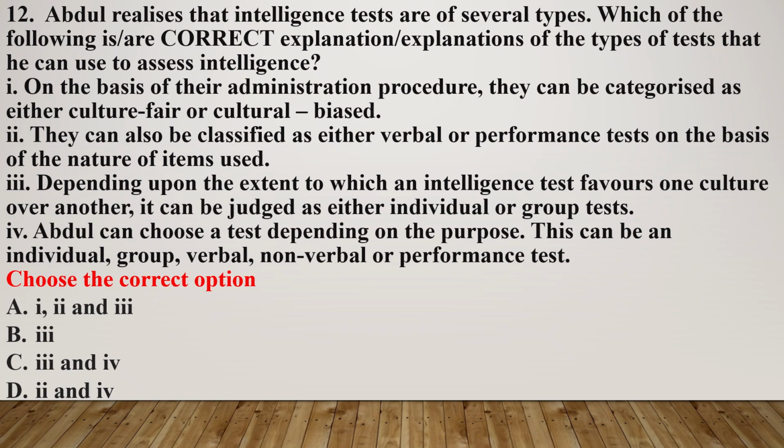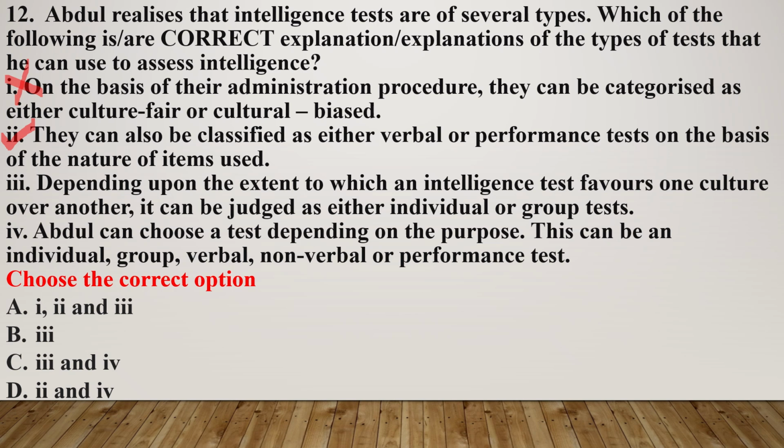Question number 12. Abdul realizes that intelligence tests are of several types. Which of the following are correct explanations? First, on the basis of administration procedure, they can be categorized as culture fair or cultural bias. Now this statement is wrong because based on the administration we divide it into individual or group. Second, they can also be classified as verbal or performance test on the basis of the nature of item. This is right. Nature of items we divide it as verbal, non-verbal or performance.